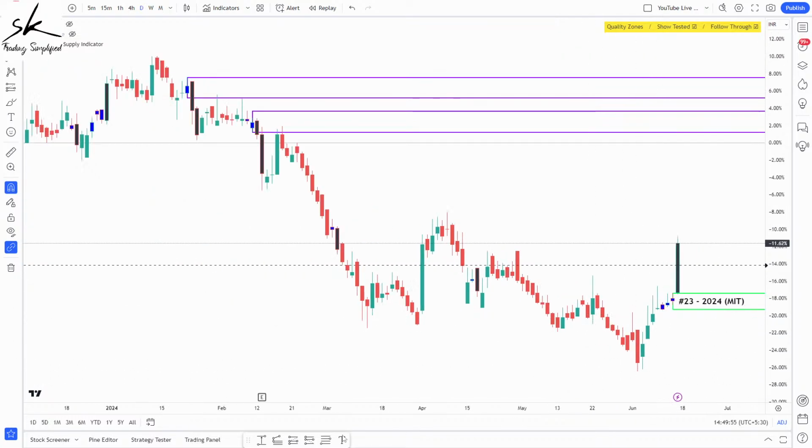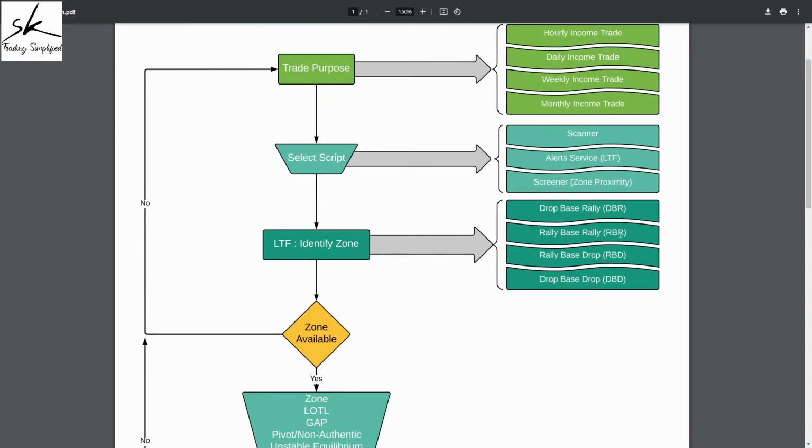So yes, I will be using the demand and supply zone indicator to make the process faster and easier. So here you can see the indicator is telling us that we do have a rally-based rally zone available to us. So let's mark that zone. So our step number 3 is automatically done by the indicator, which was to identify the zone. It has identified the zone for us.